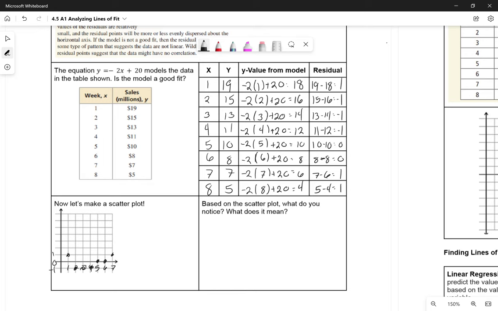So we look at our scatter plot. It looks like it's fairly close to the horizontal, or y equals 0. So based on the scatter plot, what do we notice? The points are close to the horizontal axis, which means that the model is a good fit.